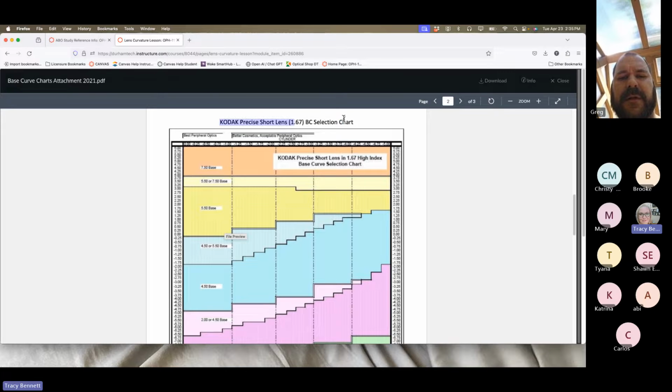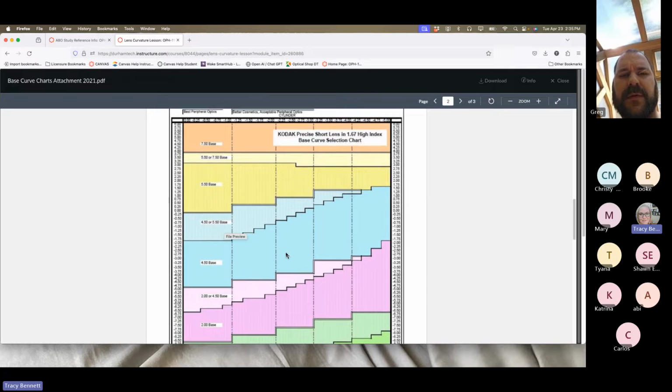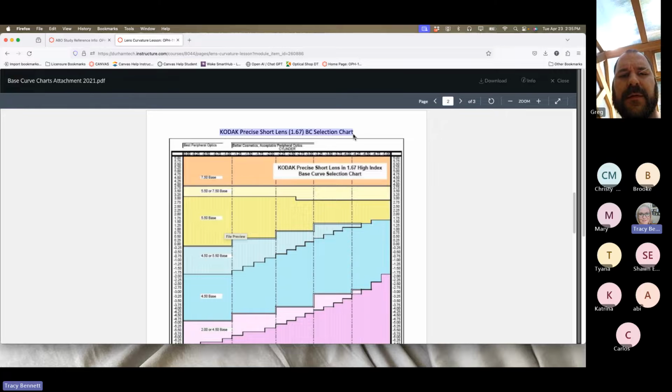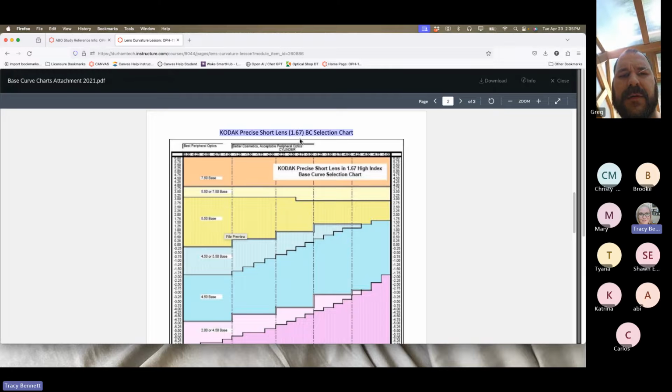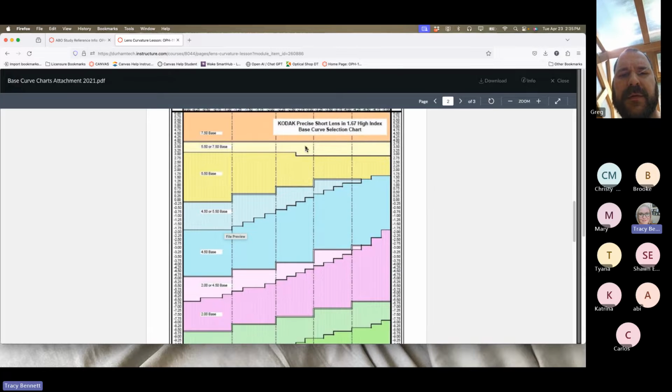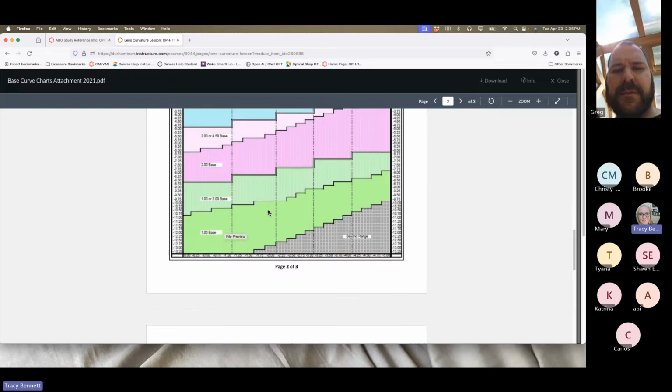So this is just for this Kodak Precise Short. It's a type of progressive, and it's only in their 1.67. So they would have a whole other chart for a whole other material. If it's a CR39, they're going to have a whole different chart, using the same layout, but these base curve values may change. So there's a base curve chart for each and every lens that is designed, and for each individual material. This one is for the high index 1.67. But they all work essentially the same.